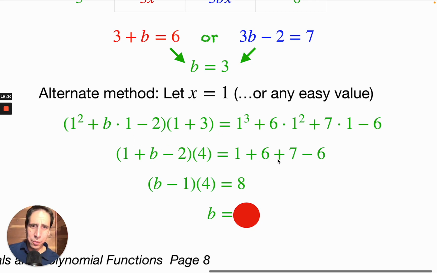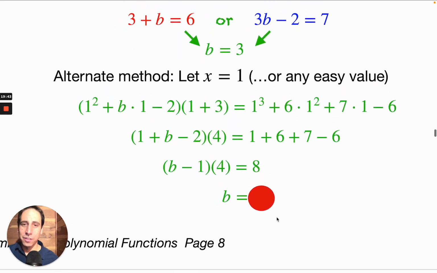If you simplify it all down, eventually you get b minus 1 times 4 is equal to 8. You can divide both sides by 4 and get b minus 1 is equal to 2, and then you can solve the rest. So that's that.